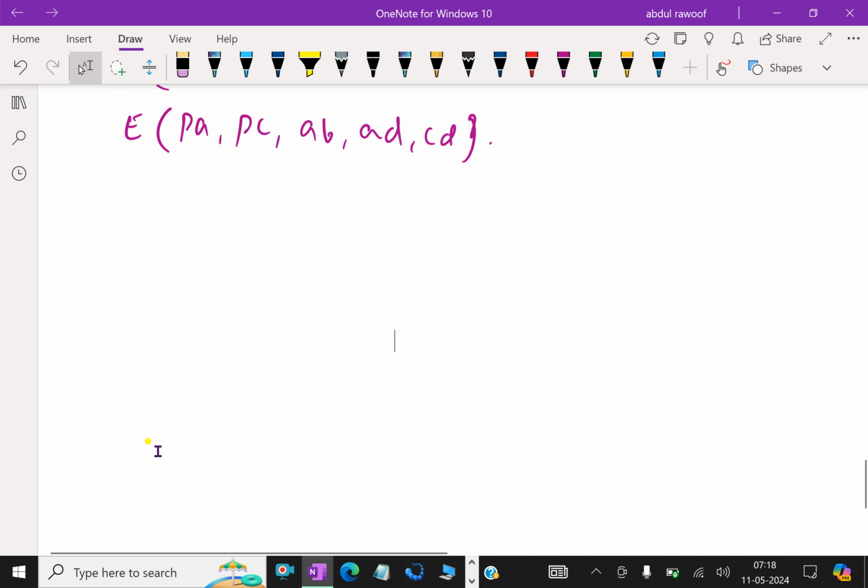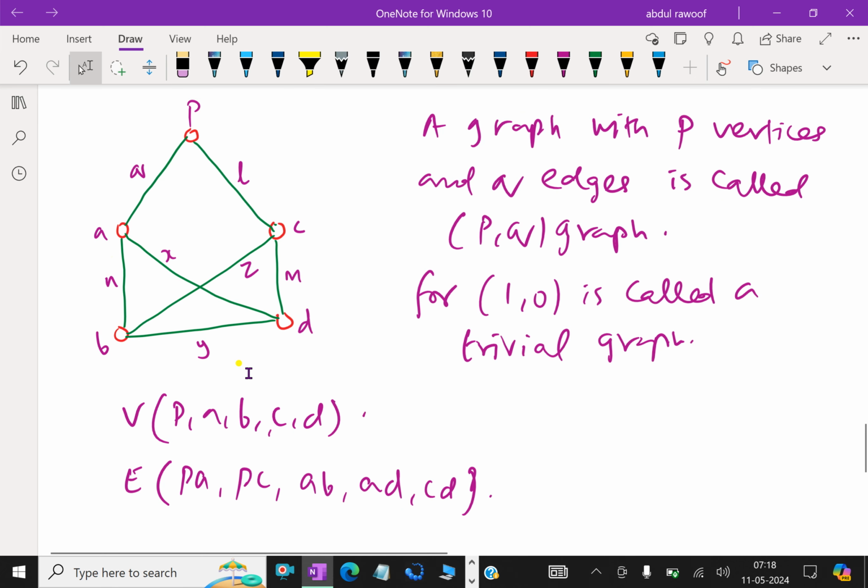In the following figure, A and B are adjacent, but A and C are not adjacent because it's not connected. C and D are adjacent, B and D are adjacent.